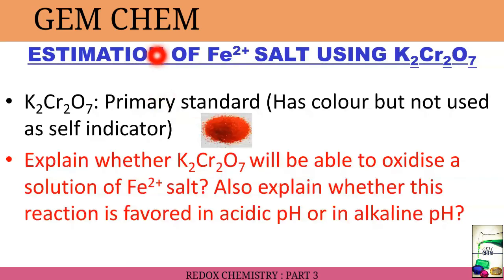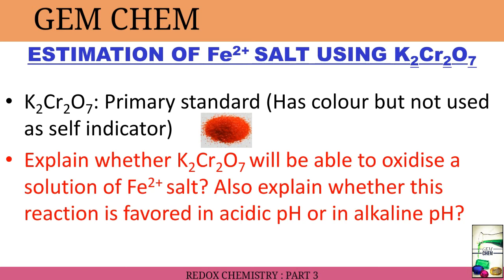Now for estimation of Fe2+ salts, we need K2Cr2O7 solution. First of all, K2Cr2O7 is known as potassium dichromate. This is a primary standard, unlike KMnO4, which was a secondary standard. It has a color but is not used as an indicator. So why is it so? We have to know this. This is a good viva question, and we'll also deal with these questions in our practical classes.